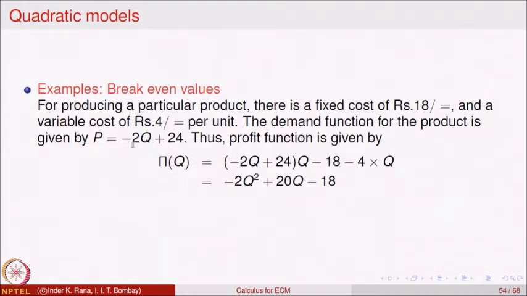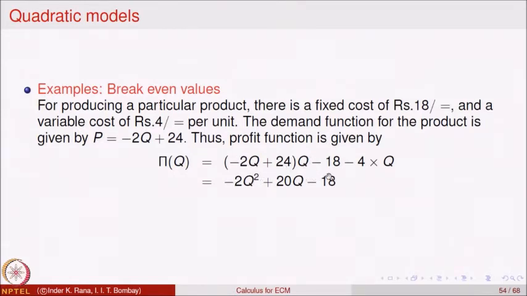The amount earned: this is the price at which something is being sold, and if Q units are sold, so the product P into Q gives you the income. So, this is the price you are demanding, this is the Q units sold, that is the income.